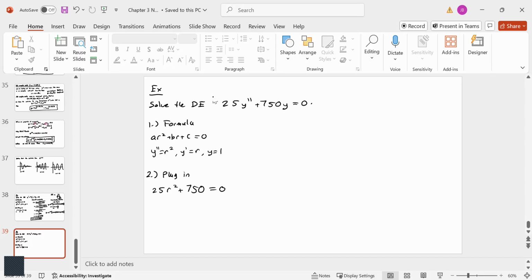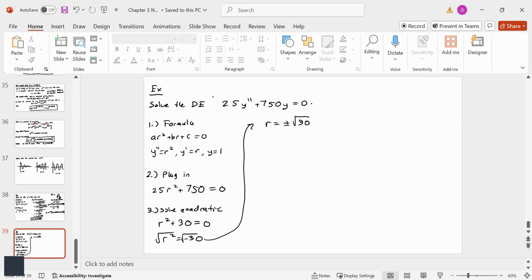And then step three is solve. Solve quadratic. Now this is a nice one because I can just isolate r squared. So I'm going to divide both sides by 25. So 750 divided by 25 is 30. And then r squared is equal to negative 30. And then if I take the square root of both sides, I get r is equal to plus or minus the square root of 30 i.